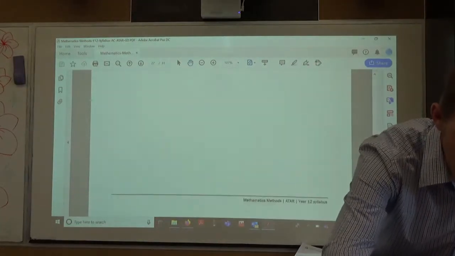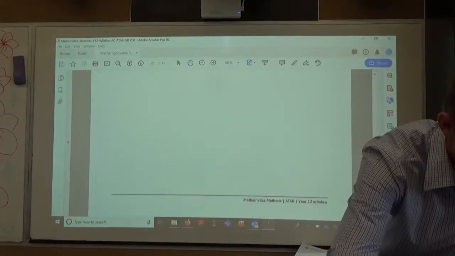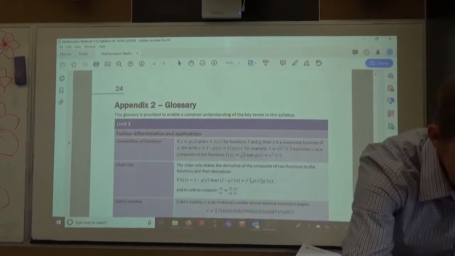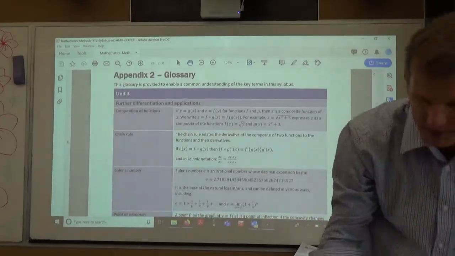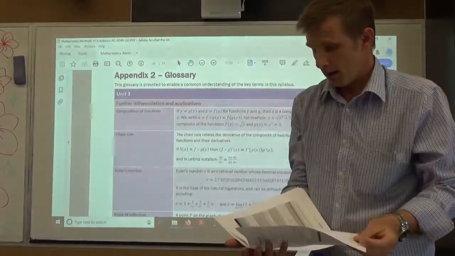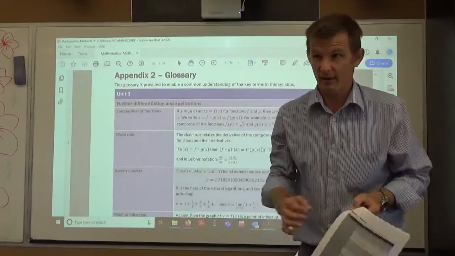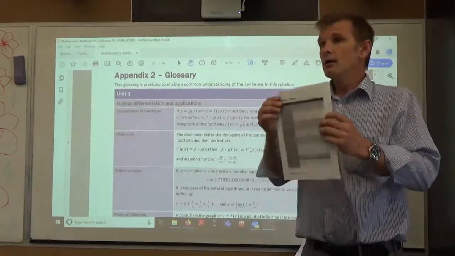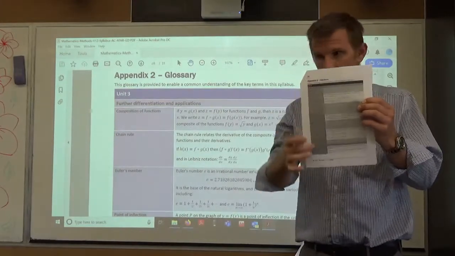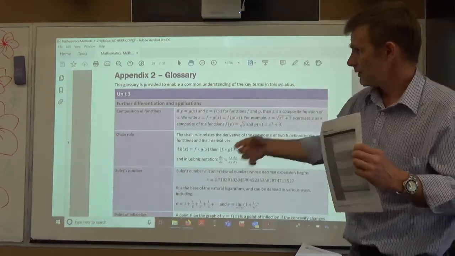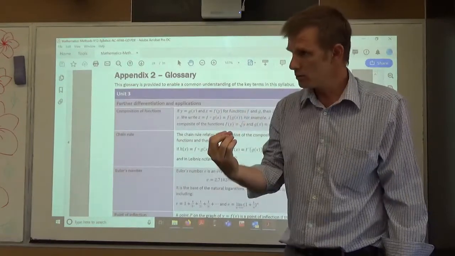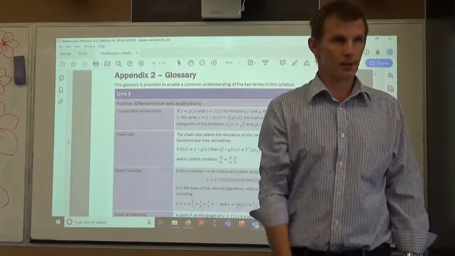The last part is also very important. This here, the glossary. Now, I tell you what, when I went through school, I'm assuming there was a glossary at the back of the syllabus. I don't know that I ever knew it was there. Maybe I did, but any word that is listed down here, the examiners and myself can assume that you know, understand, and can apply.